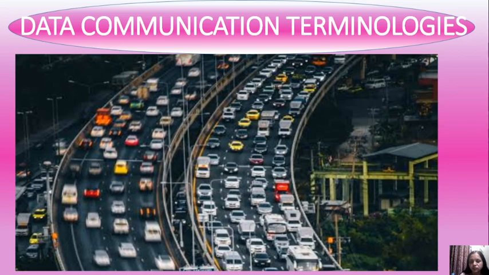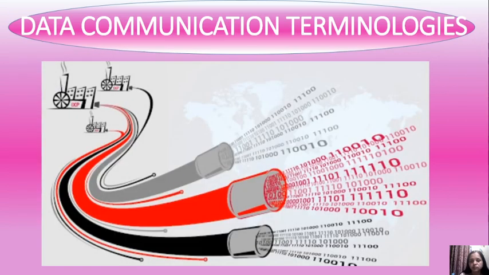Now you can see one another picture. Here cables are given, and data in the form of 0 and 1 is traveling. Okay, this is one another picture of this topic.